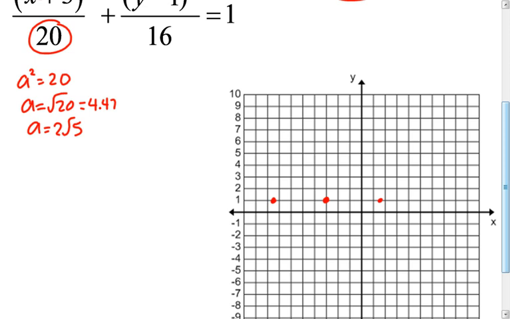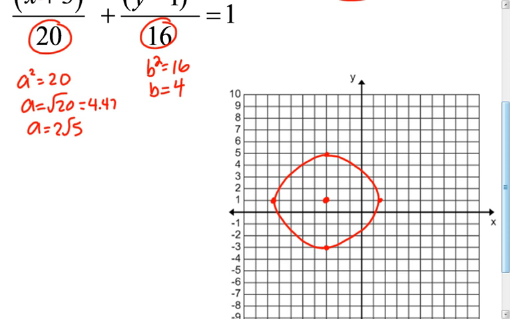All right. Then, of course, b squared is right here. So we know that b squared is 16, and then obviously b will be 4, much easier to count. So now I'm going to go 4 up and 4 down. And this ellipse is pretty circular. There's not a whole lot of difference between your major axis and your minor axis in this case. But there's my ellipse. Okay.